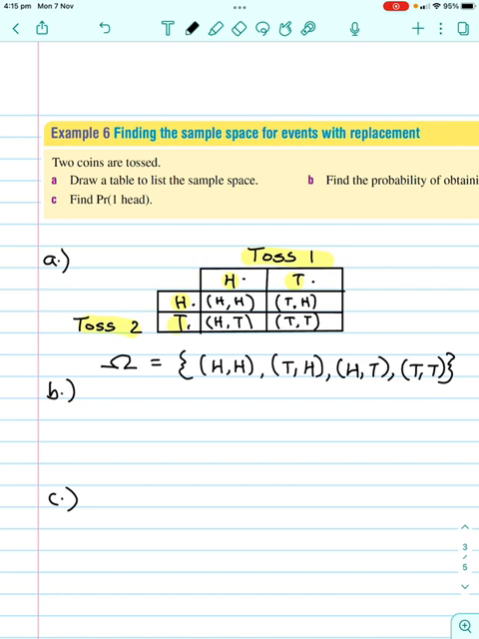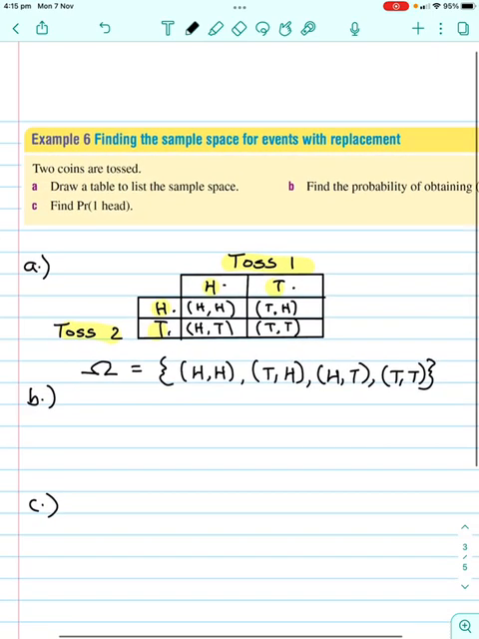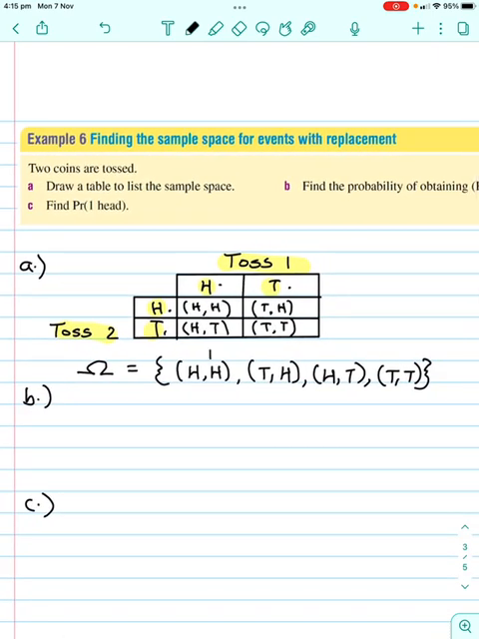B is then asking us to find the probability of obtaining a heads or a tail. So from this we can see there's 1, 2, 3, 4 possible outcomes. So I'm going to do my probability of a head tail is equal to something over 4, because we have 4 possible outcomes. Now remember, order is important, so we're looking for a head tail specifically. So head head, that's out, tail head, that's out. There's my head tail, and then tail tail. So it's just going to be 1 out of 4.